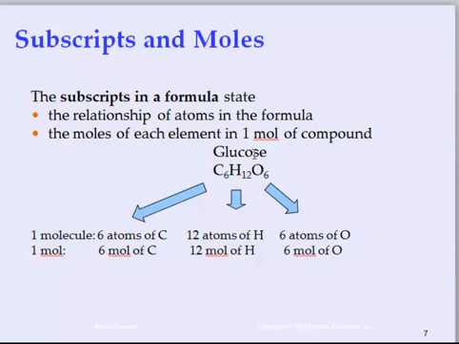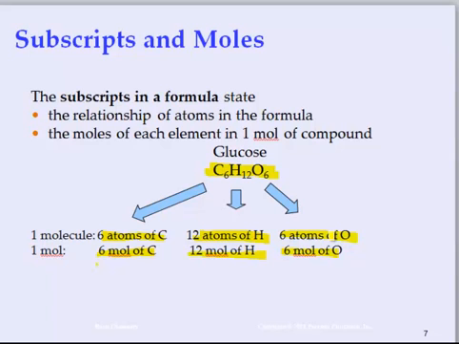Now, let's look at formulas to understand clearly how to do our mathematical calculations. In a formula, we've already studied that a subscript basically tells the relationship of how many atoms are in the formula. So, for example, this is a molecule of glucose, and you can see there are 6 atoms of carbon, 12 atoms of hydrogen, and 6 atoms of oxygen. We can also express that as 6 moles of carbon, 12 moles of hydrogen, and 6 moles of oxygen.